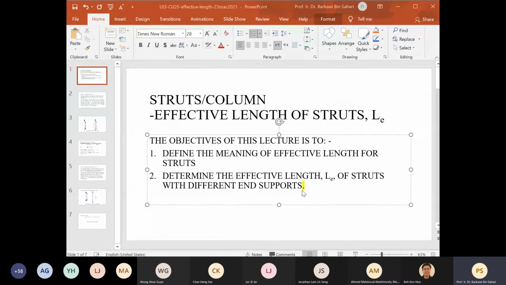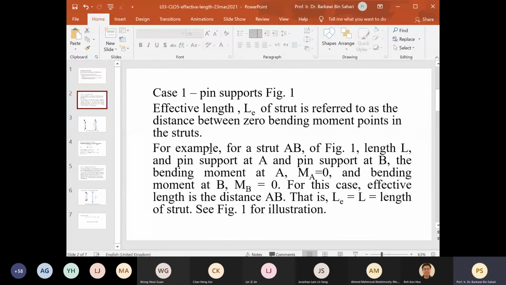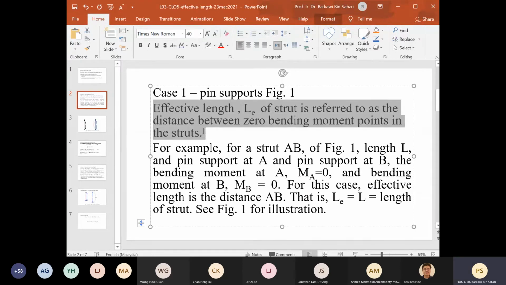Right. Or maybe the one that I uploaded is actually effective length, but the file name is different. Okay, right. The definition of effective length, LE, is the distance between zero bending moment points in the column. Okay, that's the definition.